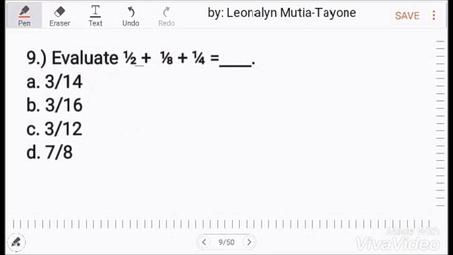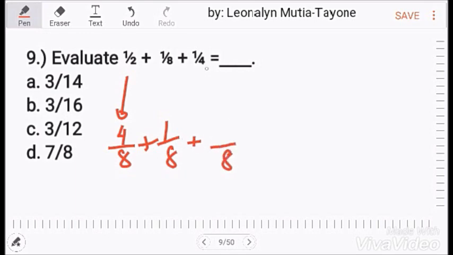Number 9, evaluate 1/2 plus 1/8 plus 1/4. Hahanapan natin ng least common denominator para pareho sila ng denominator para ma-add na natin. So, ang least common denominator niya ay 8. So, 8 divided by 2 is 4. 4 times 1 is 4. Plus, kopyahin lang si 1/8. And then, 8 divided by 4 is 2 times 1 is 2. Meaning, si 1/2 ay equivalent ng 4 over 8 at itong si 1/4 ay equivalent ng 2 over 8.